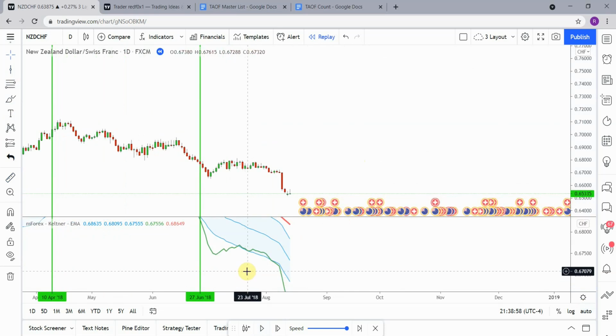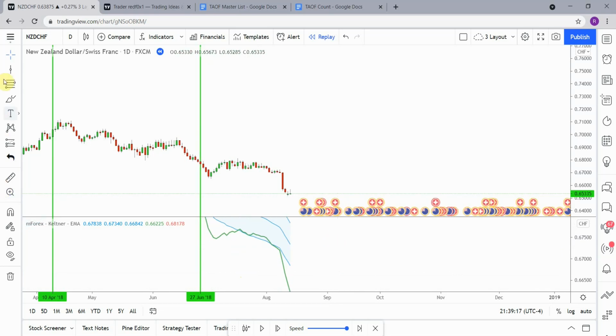Looks like we got really close to breaking right here, but I don't think it did. 6755 was the green line. 6755. So 67555 was the lower blue line. 67556 was the green line. So it did not actually break on that one.